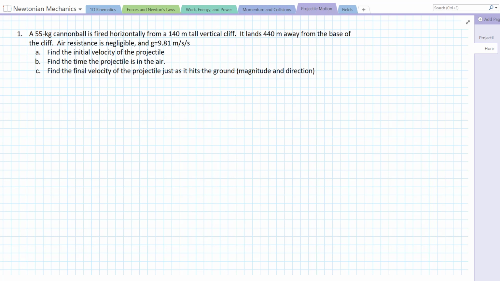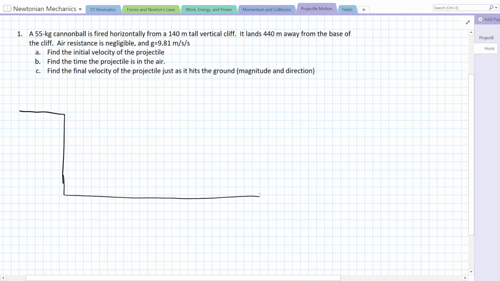So for any projectile problem, the first thing we want to do is draw a diagram. It's fired horizontally from a cliff. So that means the trajectory is always going to be a parabola, but it starts out moving horizontally. Eventually it hits the ground. It's fired with some initial velocity to the right. And since our initial velocity is just horizontal, it's only in the x direction, I'm going to label that Vx.